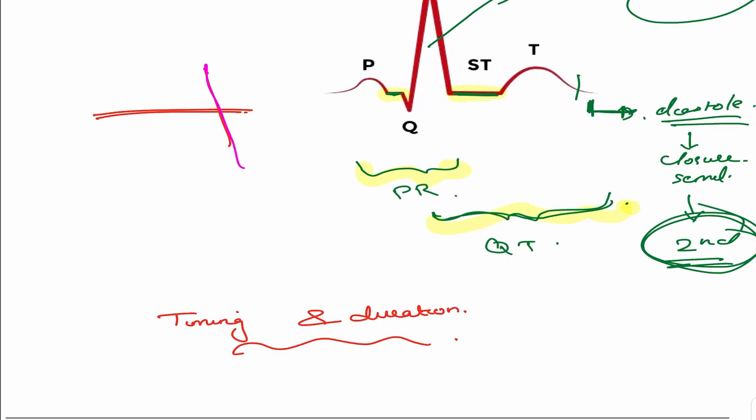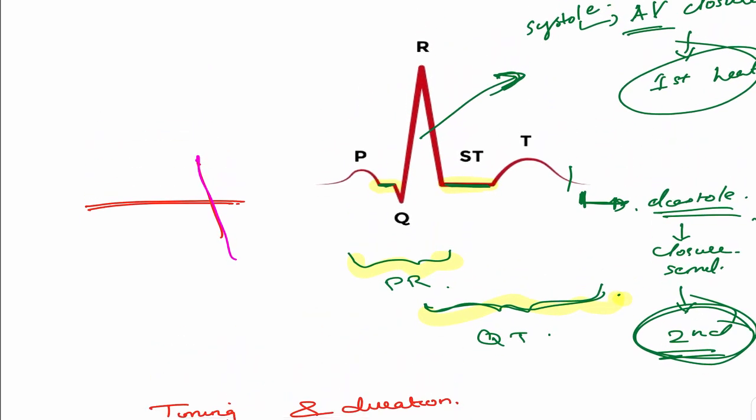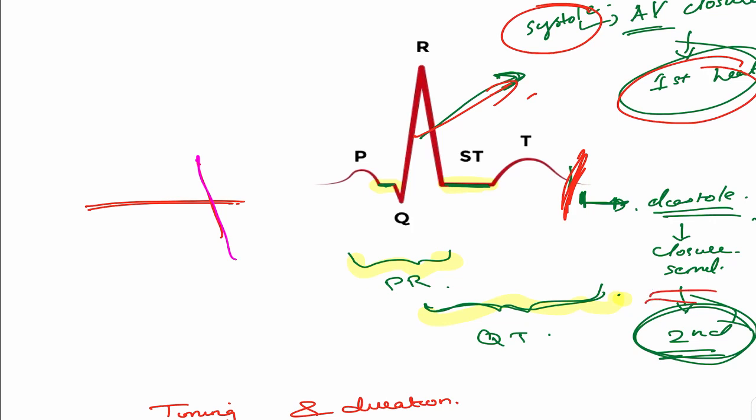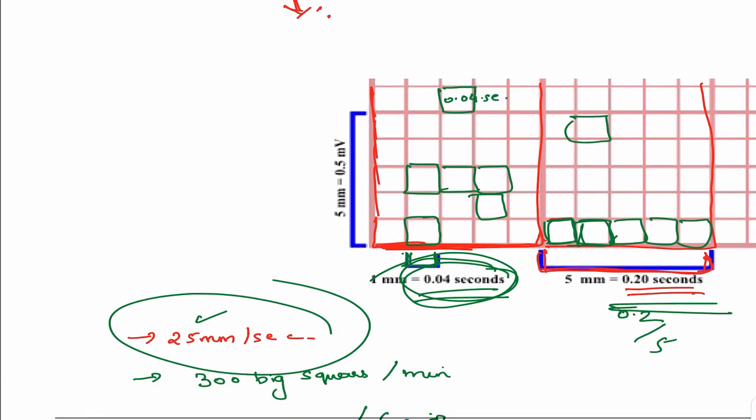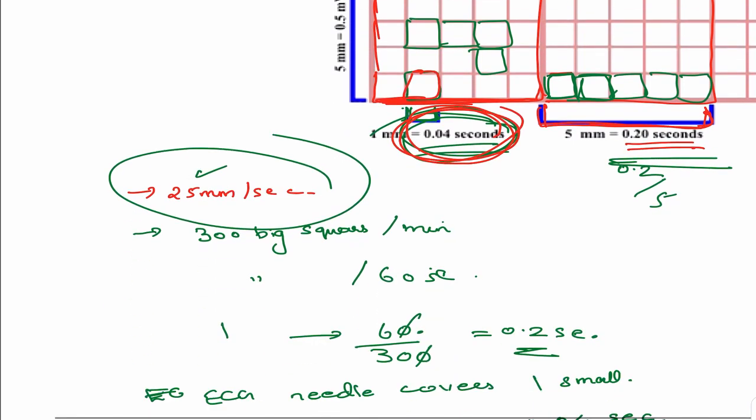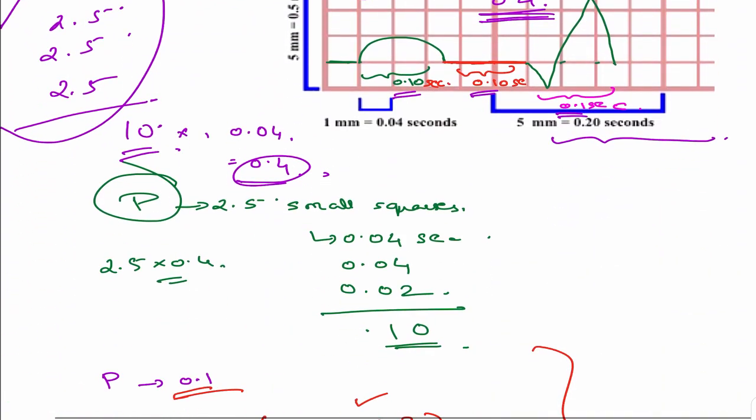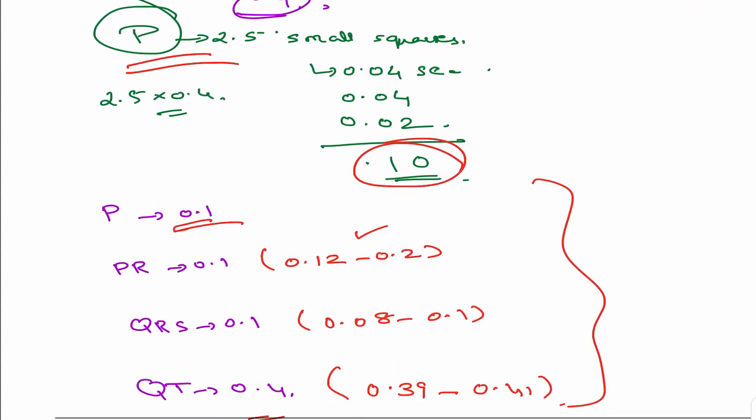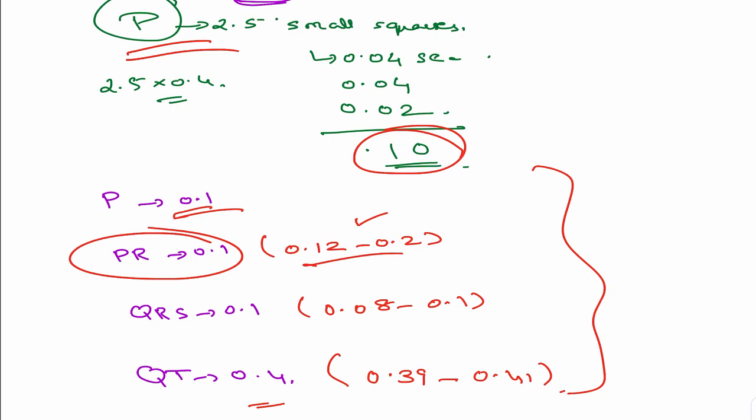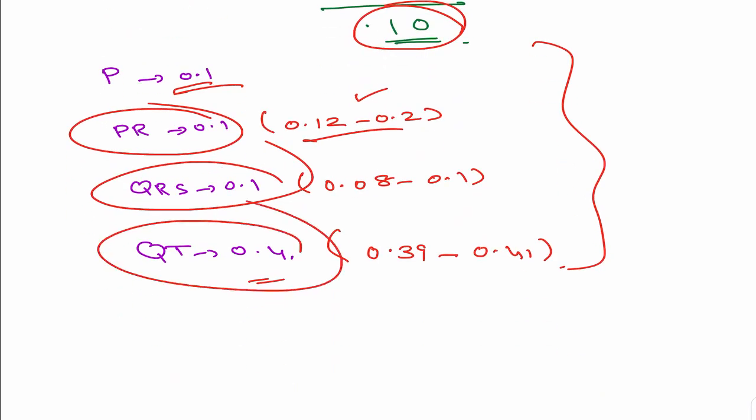Then after that, heart sounds. We said QRS is the beginning of depolarization, meaning the beginning of systole. That is the first heart sound. And here is the beginning of diastole, so that will be the second heart sound. Then timing and duration. The only thing you have to know is 0.04 seconds is 1 small square. Based on that, P is 2.5 small squares, so 2.5 into 0.04, which is 0.1. The PR interval is again the same thing. QRS is the same. QT is 10 small squares, so that will be 0.4 seconds. Okay, so that's it.